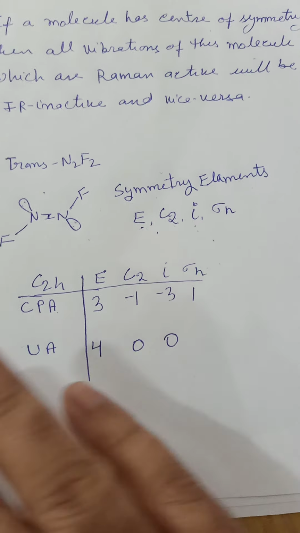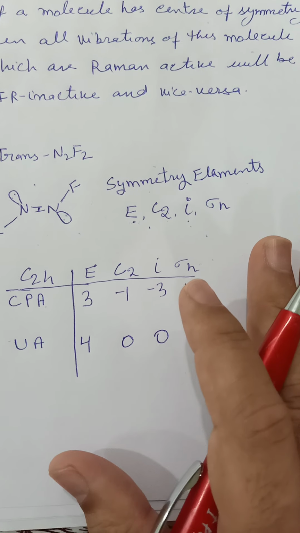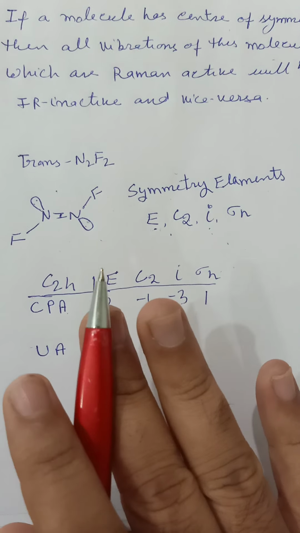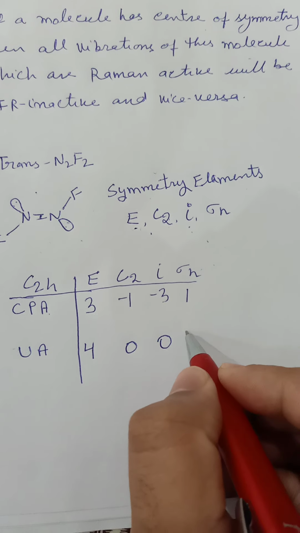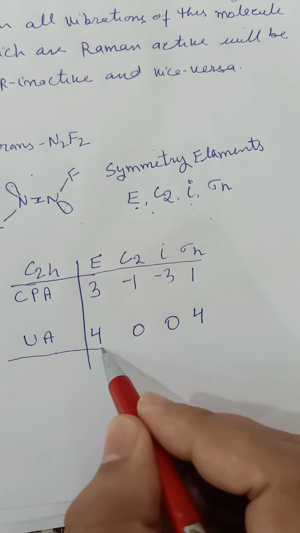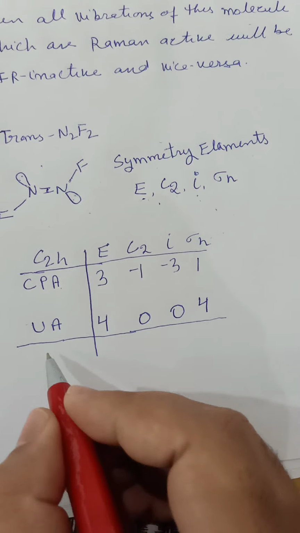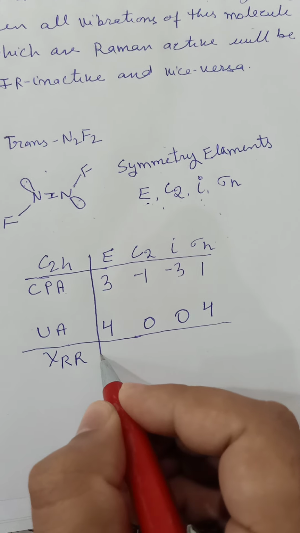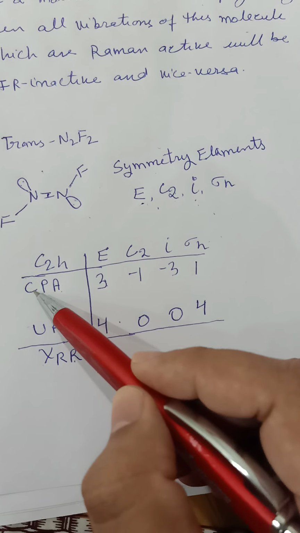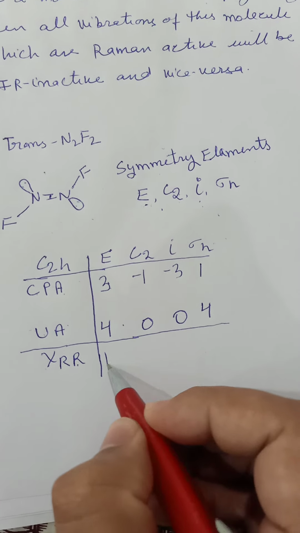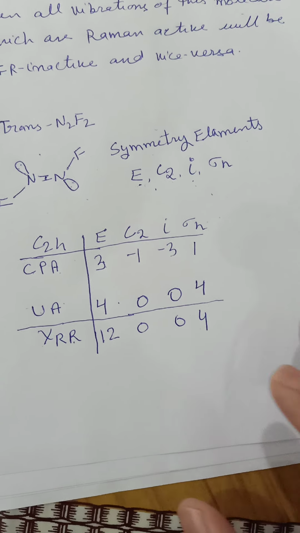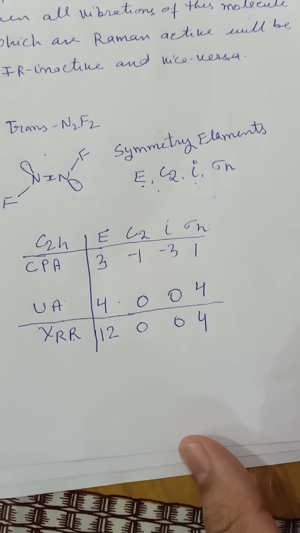And then sigma H, the molecular plane, which is perpendicular to the principal axis. If you see the reflection of this molecule in the plane, you will find that no atom is changing its position. That means the unshifted atoms will be 4 here. Okay, now what do I have to do? Now I have to find out the character of the reducible representation. This character is equal to the product of these two, the contribution per atom and the unshifted atoms. For E it is 12, for C2 it is 0, for I it is 0, and for sigma H it is 4. So this is my character of the reducible representation that I have to use.